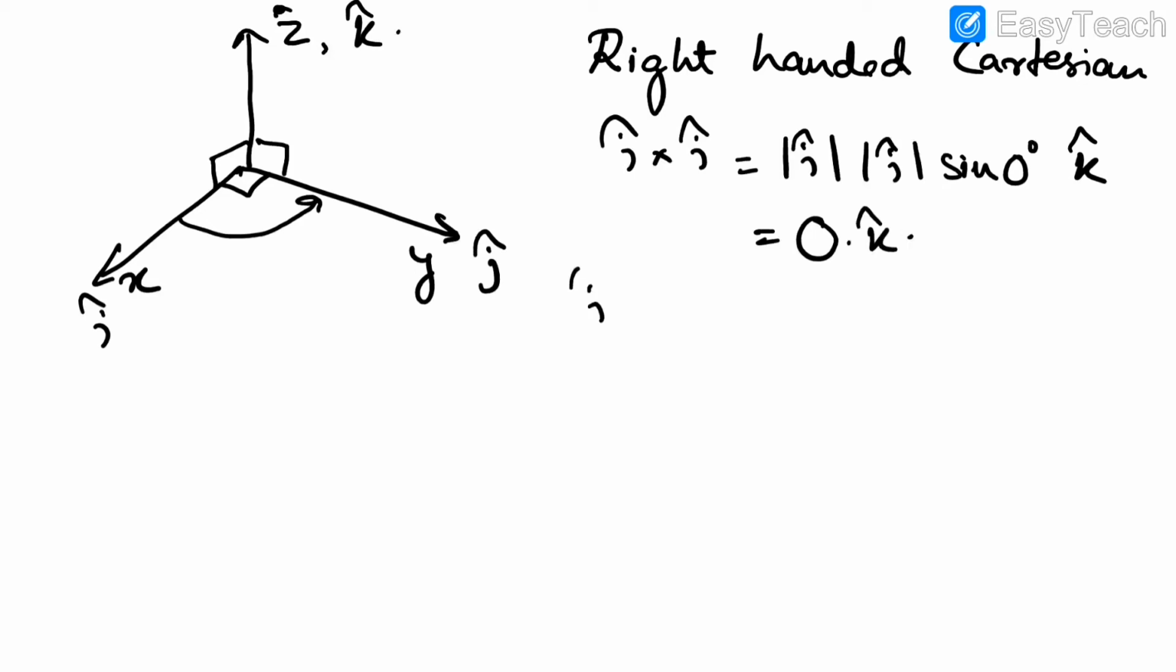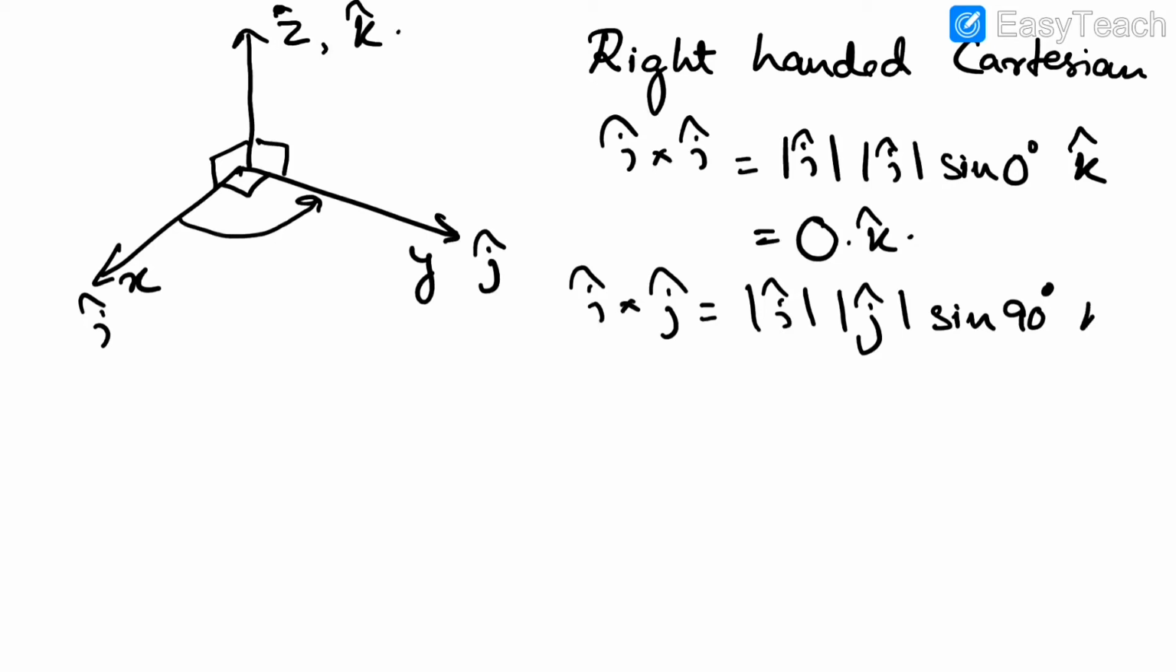If it is i cross j, what will happen? Modulus of i cap, modulus of j cap, sine of the angle between i and j, between x and y, there is 90 degrees. And if you go from i to j, the thumb will point towards the z axis, that is k cap. So modulus of i is 1, any unit vector's modulus is 1, sine 90 is 1. So i cross j is k cap.